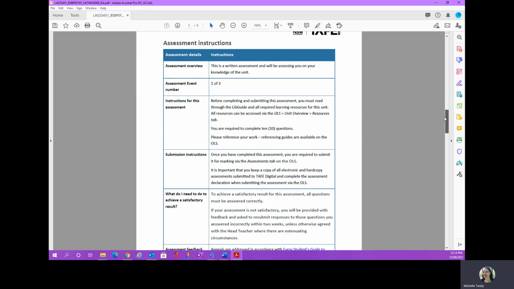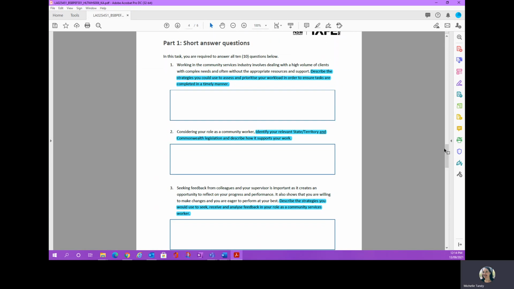Make sure you read through the assessment instructions. There are 10 questions to complete in this assignment, and make sure that you complete every question before you submit to the OLS. It is also important that you reference your work. You can find some referencing guides on the OLS. If you need any help with that, you're welcome to contact the teachers and we can help you in that area.